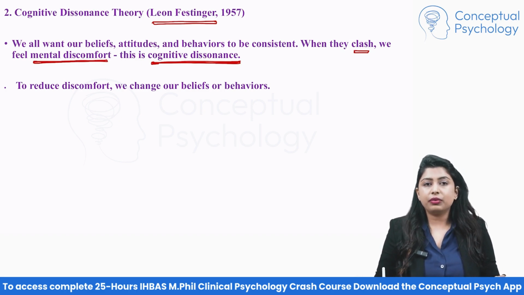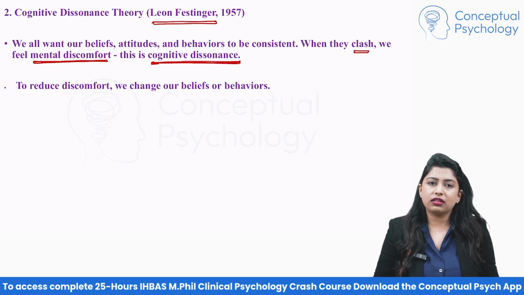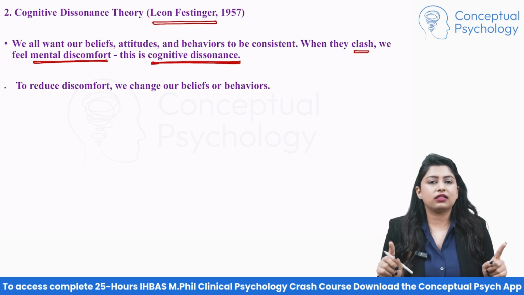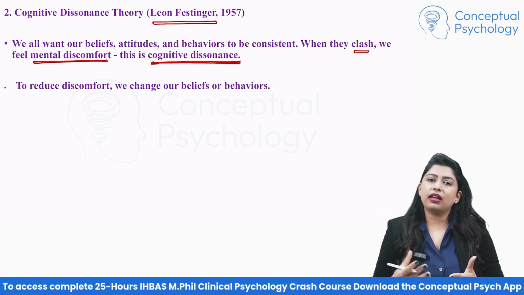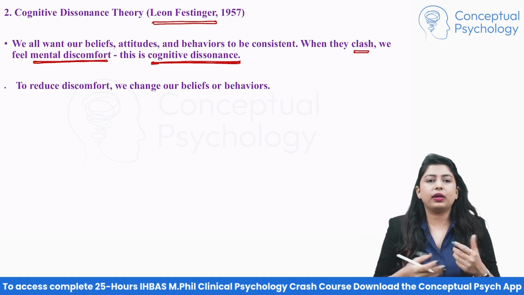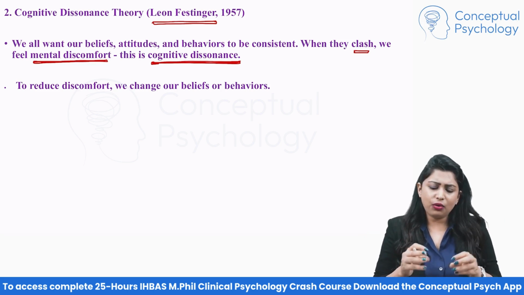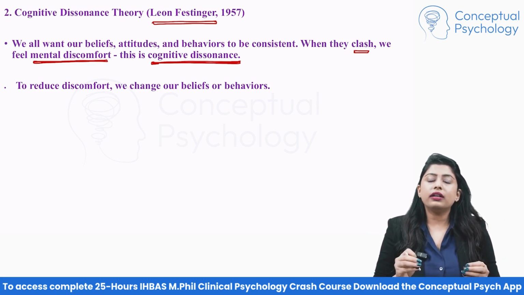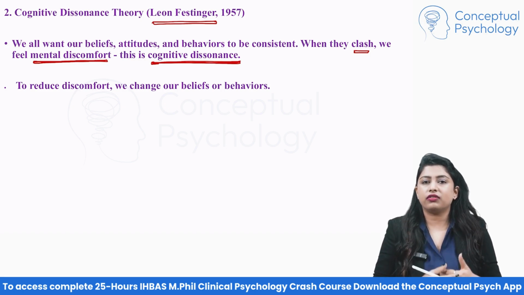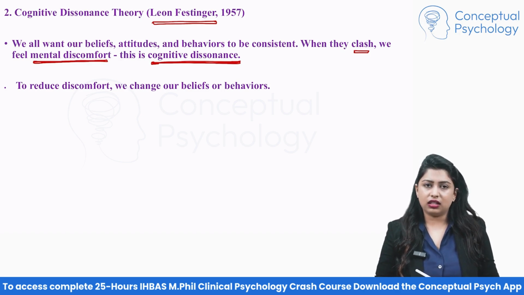For example, a smoker knows that smoking causes cancer but still smokes. This creates a dissonance. To reduce that dissonance, they may change their behavior, that is, they may quit smoking. They might change their belief, saying, okay, this research is exaggerated, or they may start to give justification: my grandfather smoked and lived to 90.